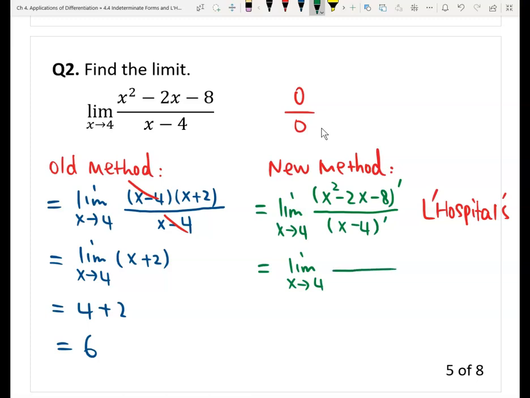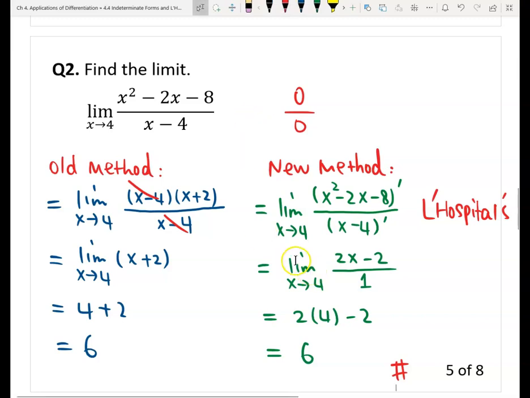Okay, the derivative of the denominator is 1. The derivative of the numerator is 2x minus 2. And then for this polynomial, we directly substitute, which means 2 times 4 minus 2, right? And 2 times 4 is 8. 8 minus 2 is 6. That's good. We definitely get the same answer. Okay, so we verified L'Hopital's rule again. Now let's see another question.